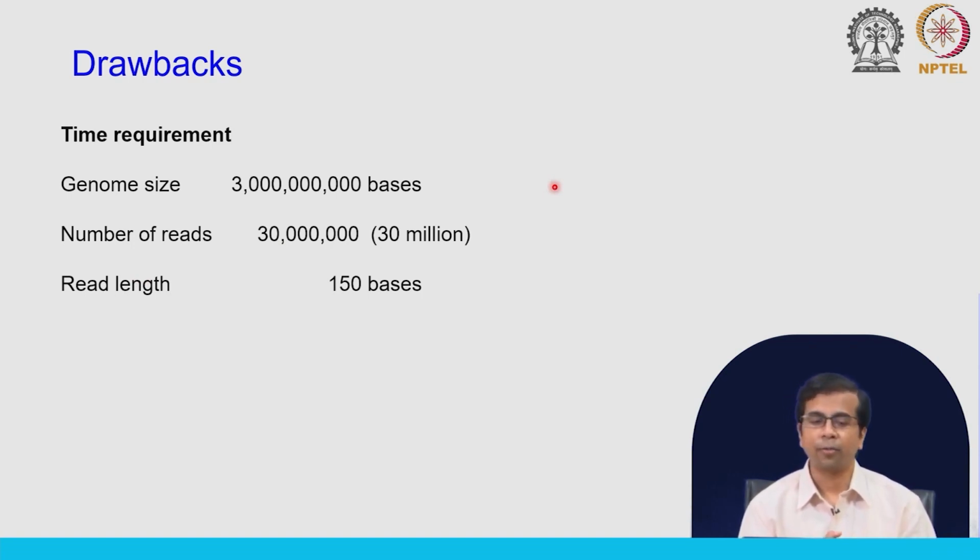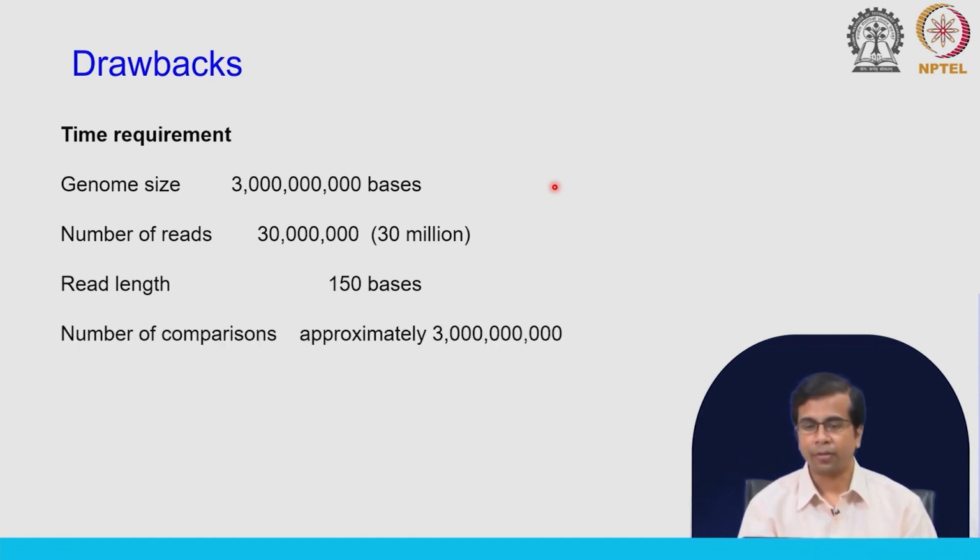This actually is on the lower side, because many times you will get even more, billions of reads from the sequencer, and let us consider the read length is about 150 bases. So, now you can imagine the scale of the problem. You have to check this 150 base read along this 3 billion base long genome. So, you will have about 3 billion comparisons, approximately, slightly less, but approximately 3 billion.